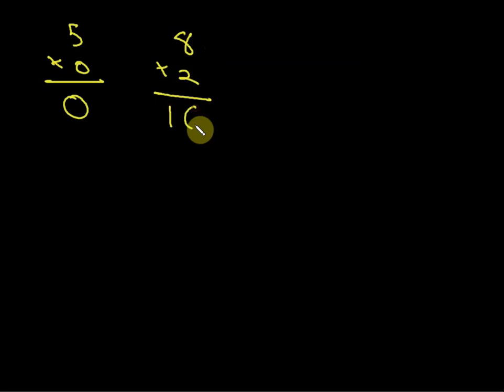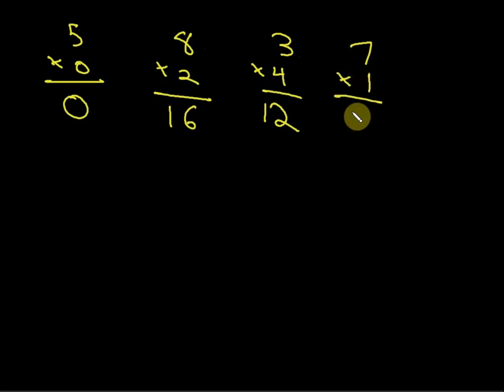Okay, so the first problem is what is 5 times 0? Well, 5 goes into 0 times, so the answer is 0. The next one would be what's 8 times 2? How many times does 8 go into 2? Well, that's 16. Then we have 3 times 4. How many times does 3 go into 4? 12 times. Then we have 7 times 1, which is 7.